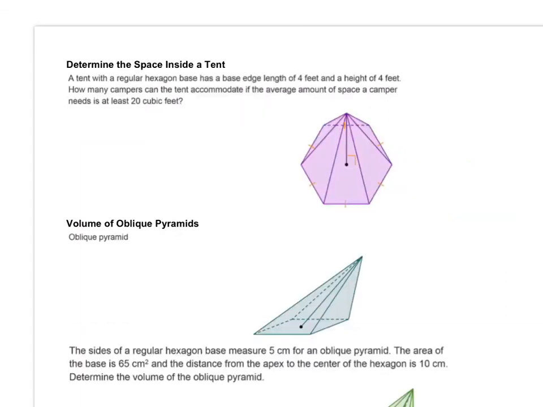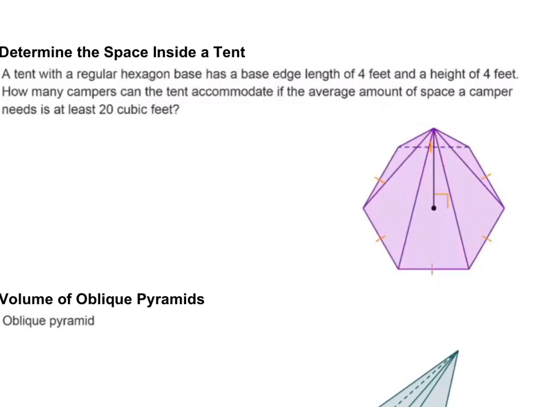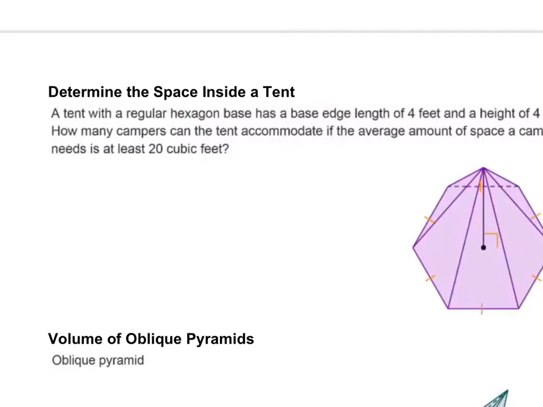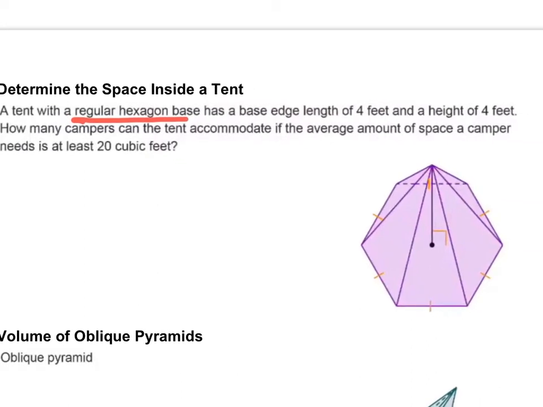Okay, the first problem on this page says, determine the space inside a tent. So we have a tent with a regular hexagon base, so let's just highlight that we know that. So our base is a regular hexagon, and it has a base edge length of 4 feet. So this length right here is 4 feet, and a height of 4 feet. So my height here is also 4 feet.